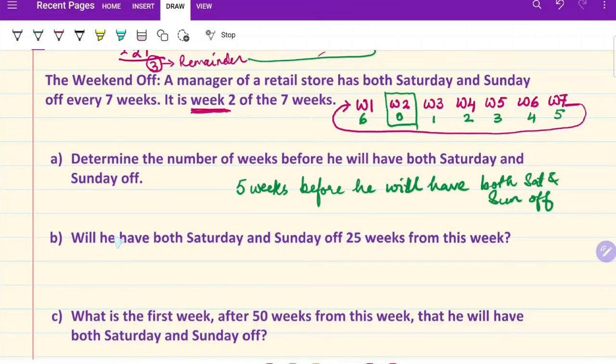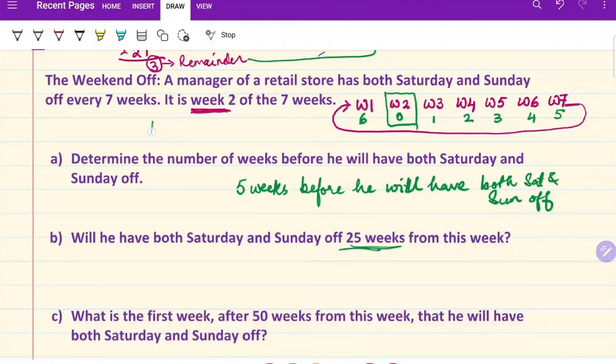Now the next part of the question says, will he have both Saturday and Sunday off 25 weeks from this week? All right. Now here there will be some modular operation that we will have to perform to answer this question, because they are talking about whether he will have both Saturday and Sunday off 25 weeks from this week. So 25 weeks means more than one cycle. What is the length of this cycle? And that's important to know to answer this particular question.